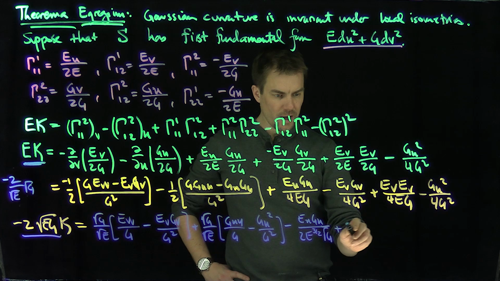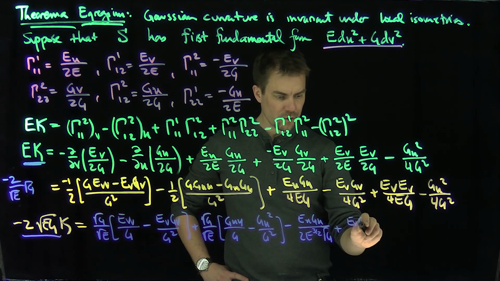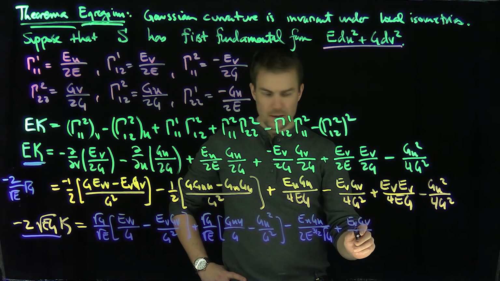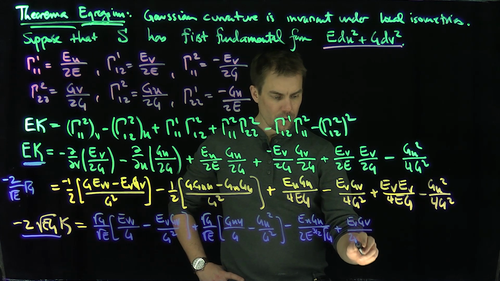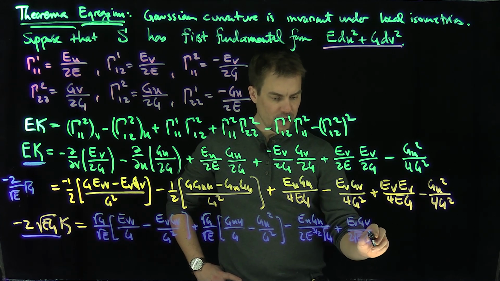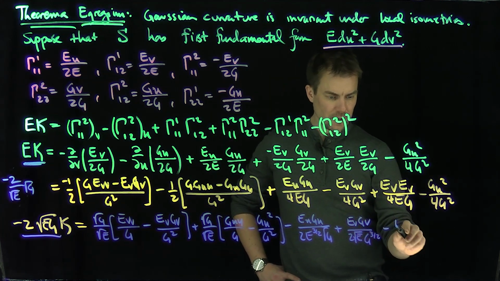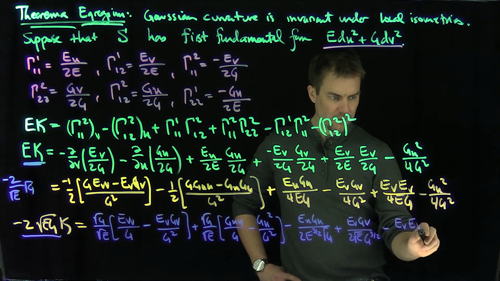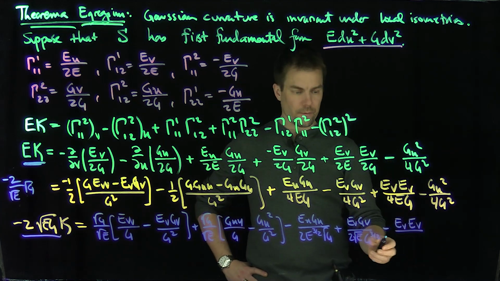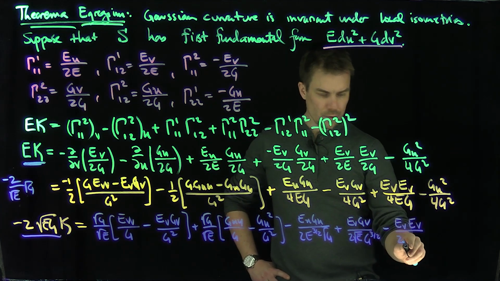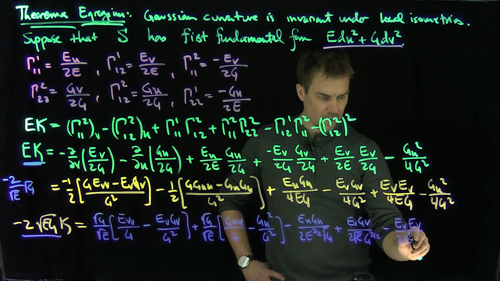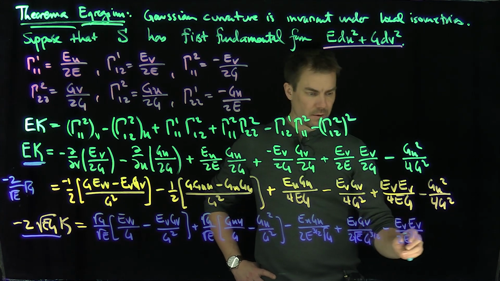Over here it's going to turn into a plus EVGV over what? I'm going to have a 2 root E, and then G to the 3/2 power. Over here I'm going to have a minus EVEV over what? Over 2, and then the E is going to be a 3/2 power, and then the G is going to be a 1/2 power.